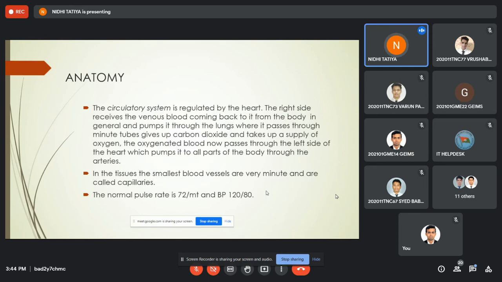Okay, pictures started coming in. Who is this? Jeet. Jeet, you will have to mention the vessels.